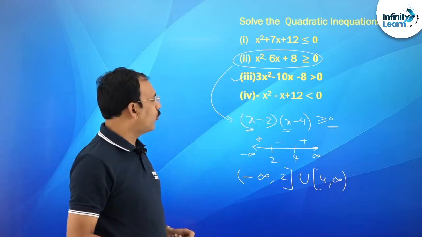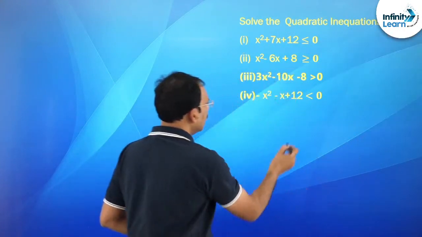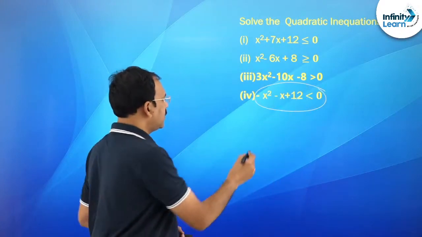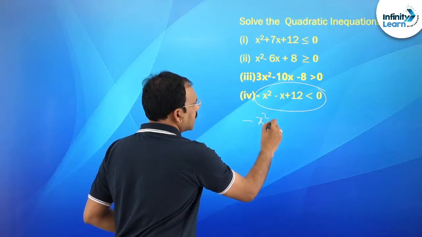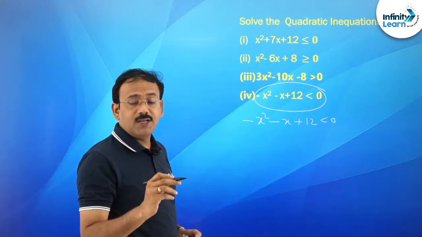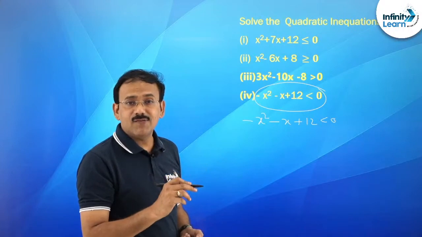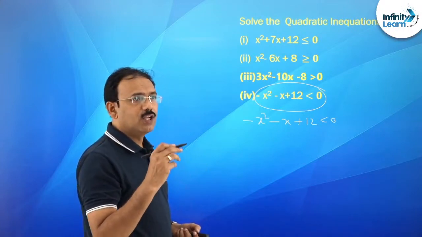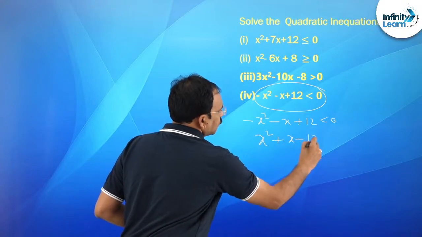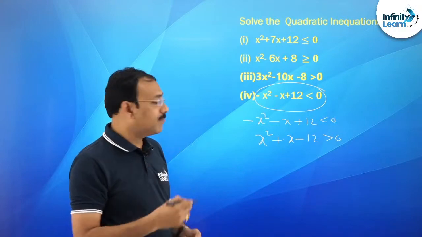Let me give a clue for the fourth problem. Here the point is friends, in this problem the x square coefficient is not positive. It is given like minus x square minus x plus 12 less than 0. First point is maintain leading coefficient positive, multiply the entire inequation with minus 1, so that you are going to get x square plus x minus 12 greater than 0. Because I have multiplied with a negative number, the symbol got reversed.